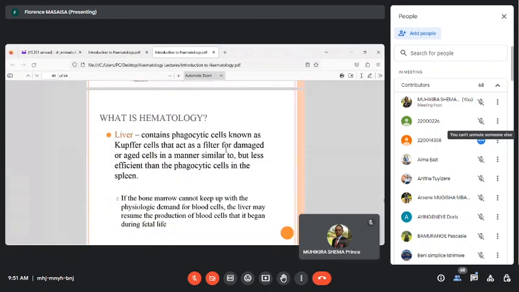Lastly, we also have the liver playing a role in cell production, mostly in intrauterine life. It plays the same role as the spleen, but less than the spleen. This is played by the Kupffer cells, which also act as a filter of damaged or aged cells, like the spleen. So if there is an excess of bone marrow production, especially in hyperplastic bone marrow, the bone marrow can be supported by the spleen or the liver, taking over the cell production.